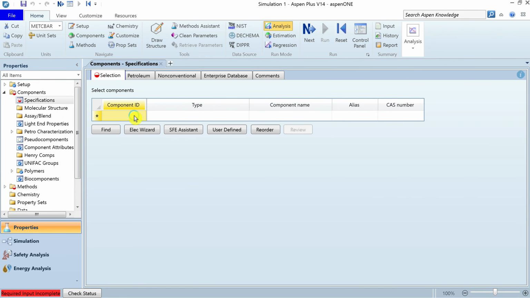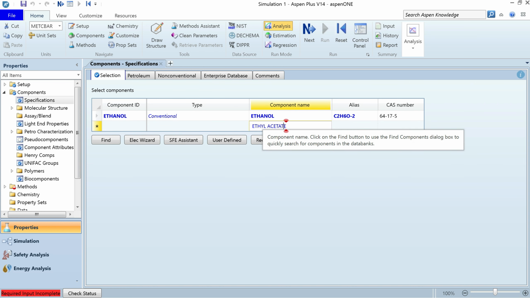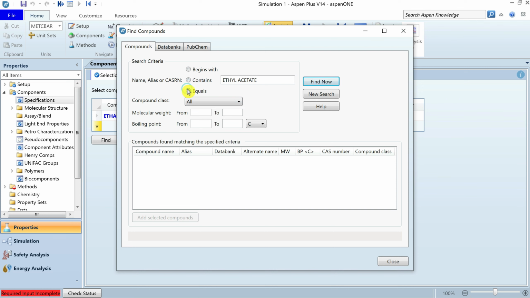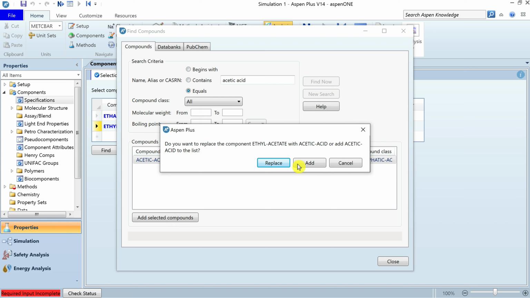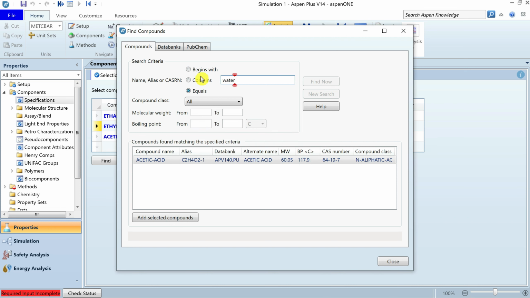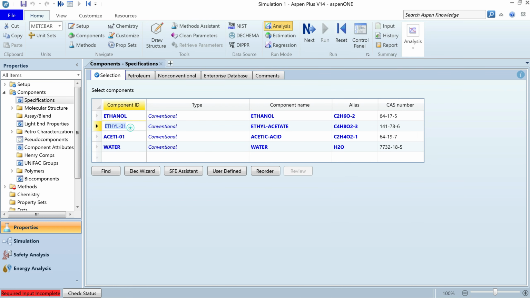Define the components for the simulation, including ethanol and ethyl acetate. Let's put the search criteria equal to ethyl acetate and click find now. Add to the components, search acetic acid, add to the components, and the last component is water. Also add to the selected components. Rename the component IDs for better specification: ethyl acetate as E acetate, acetic acid as A acid. Click next to enter the next input form.